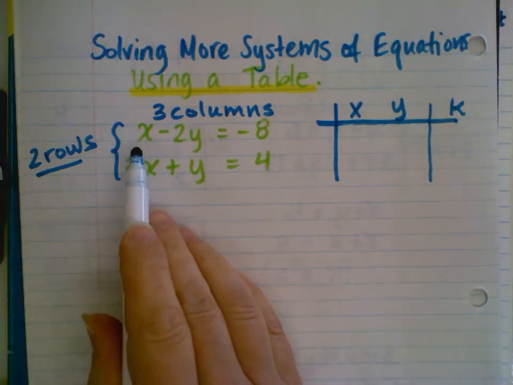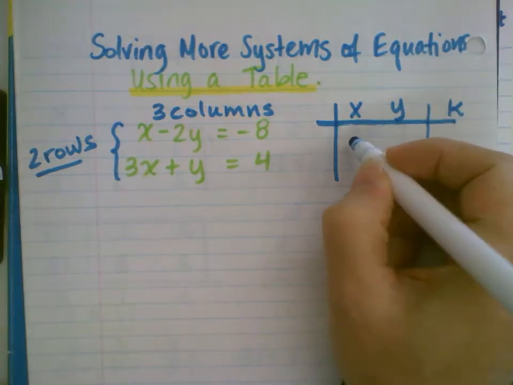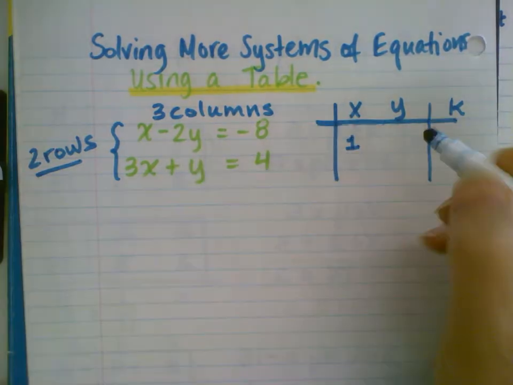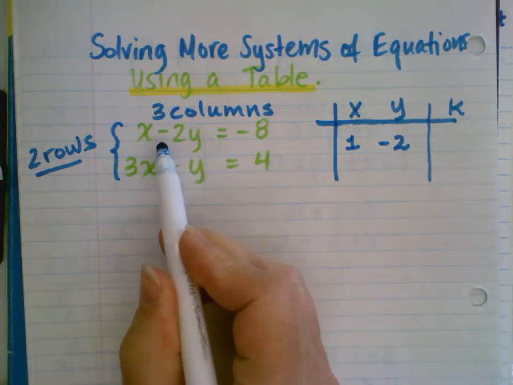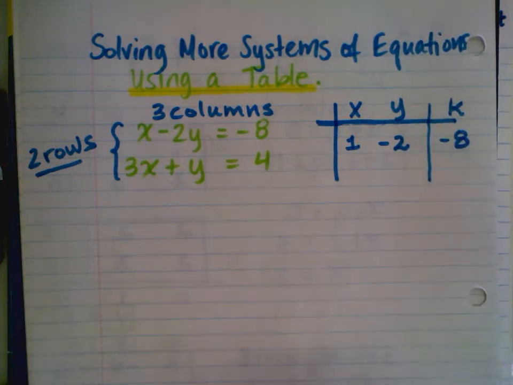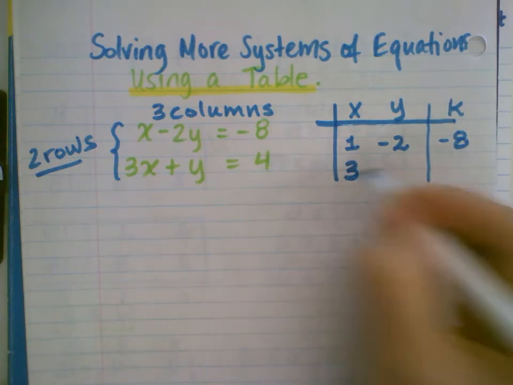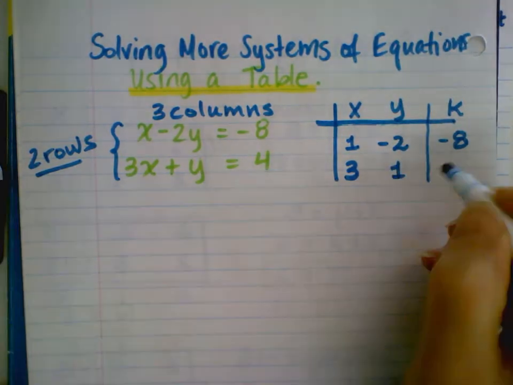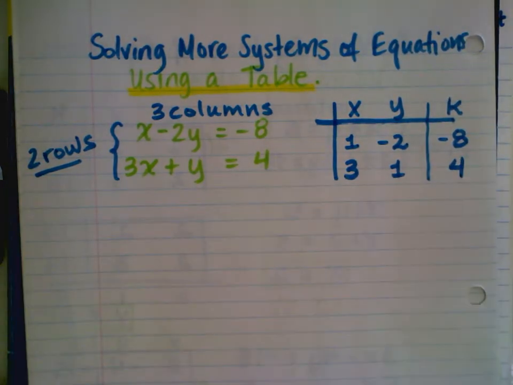Okay, so in this first equation, x is 1x, so my coefficient for x is 1. The coefficient for the term that's y is -2. The sign is important. That has to be included in your coefficient. And then the constant is -8. For the second equation, we've got 3x, so the coefficient is 3. The coefficient for y is 1. And then we've got 4 as my constant.